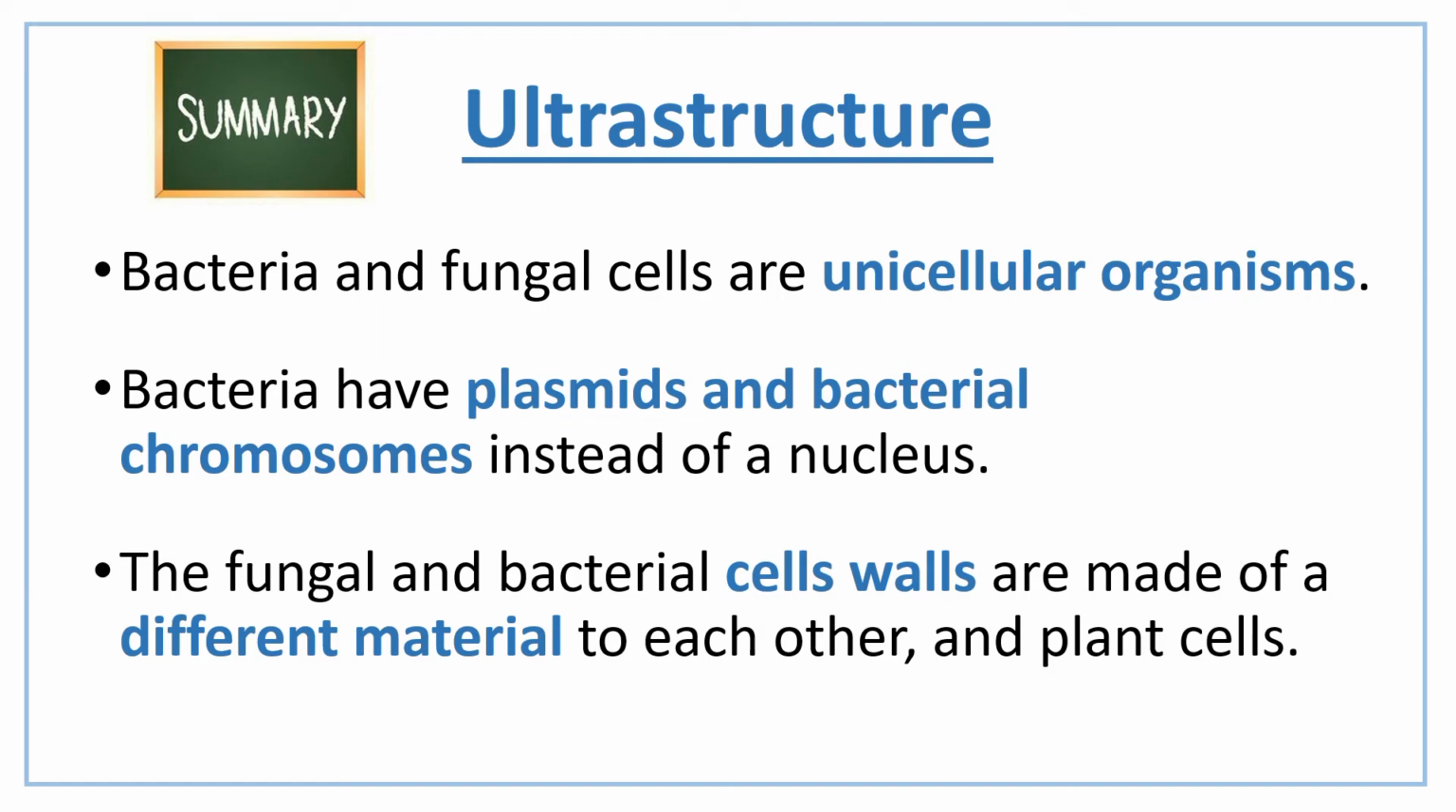And this is a summary of the important points that I want you to remember on top of the organelles. Bacteria and fungal cells are unicellular organisms, which means that they are made up of one cell. So you wouldn't find a bacteria that is made of 2 or 3 or 4 cells. They're only made of one cell. Bacteria have plasmids and bacterial chromosomes instead of a nucleus, and the fungal and bacteria cell walls are made of different materials to each other and to plant cells.